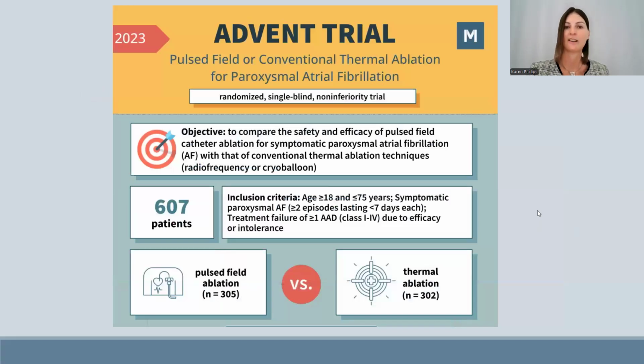This is what the trial design looked like. So as I said, ADVENT trial was a pulsed field or thermal ablation for paroxysmal atrial fibrillation. So they took 607 patients with paroxysmal intermittent atrial fibrillation pattern. And half of them had the pulse field ablation treatment and the other half had thermal ablation. So, a quarter had cryo, a quarter had RF, and half had the pulse field.